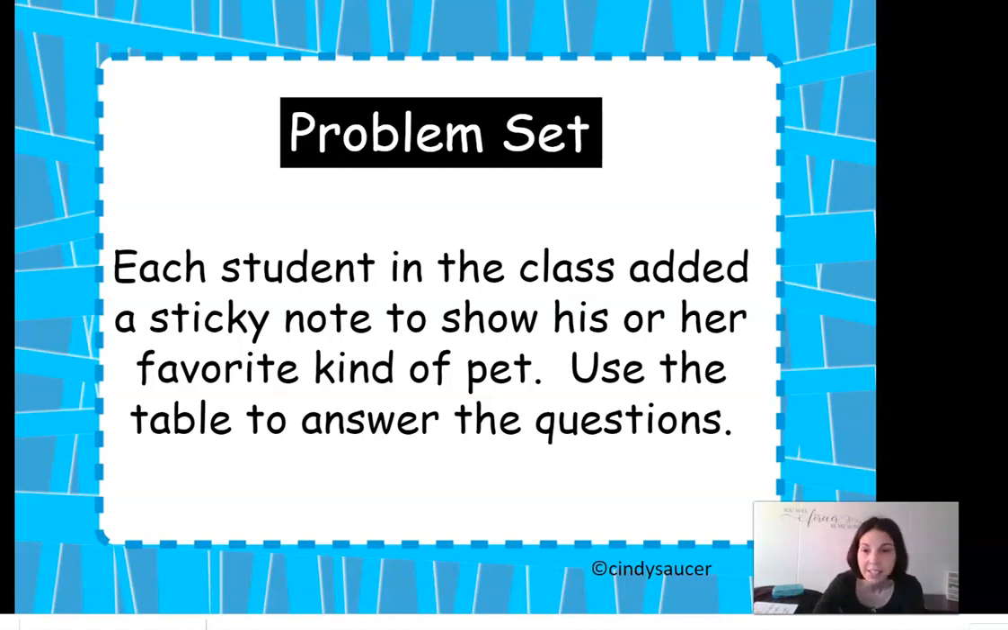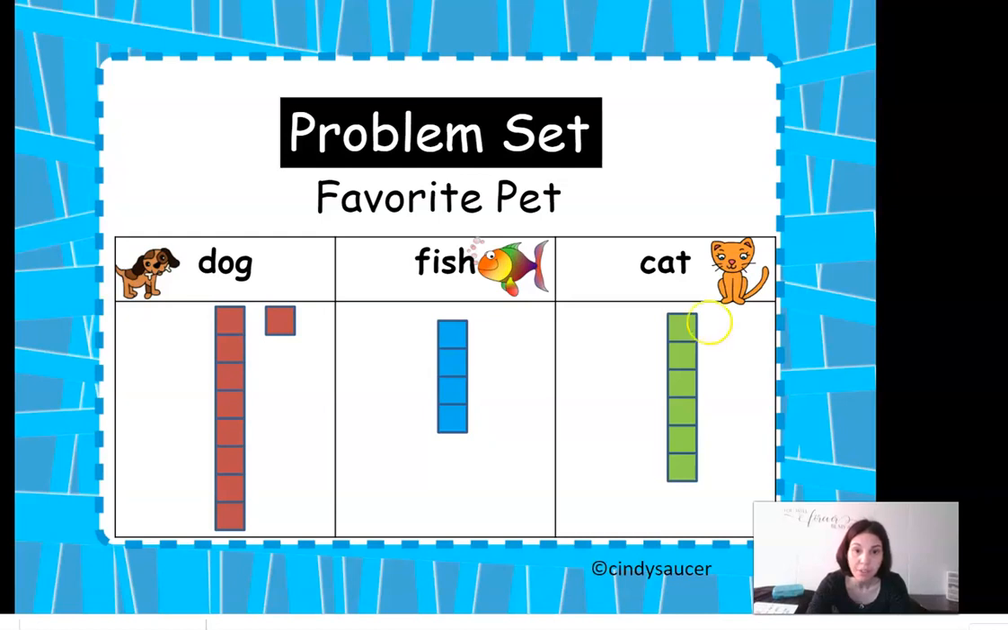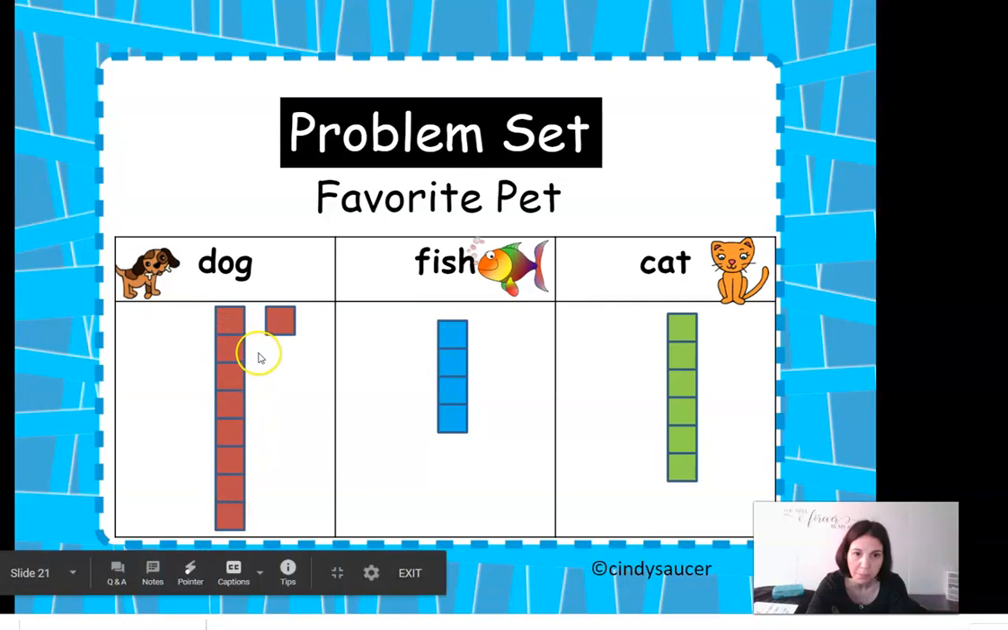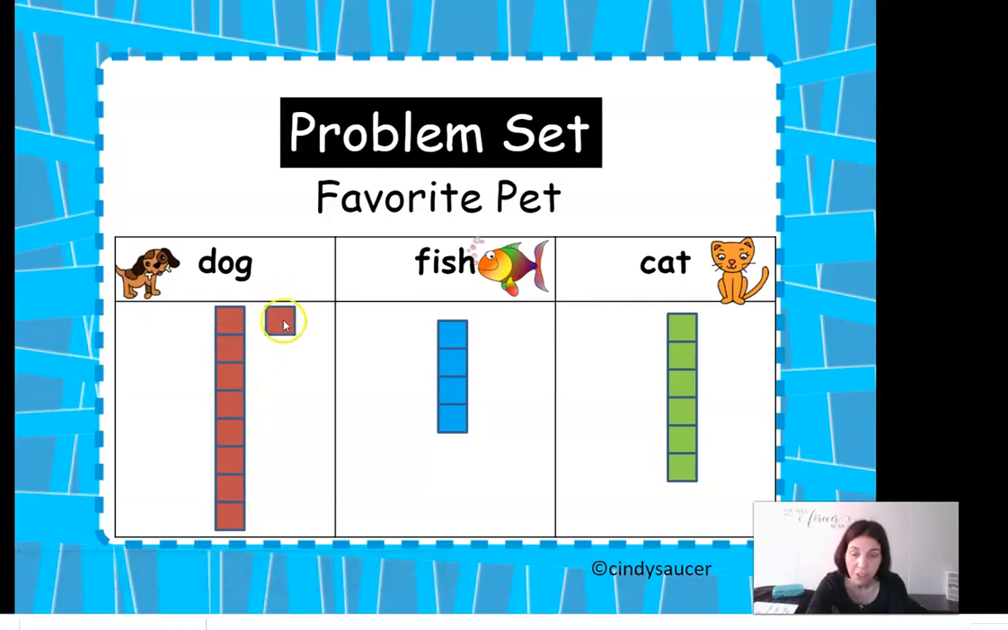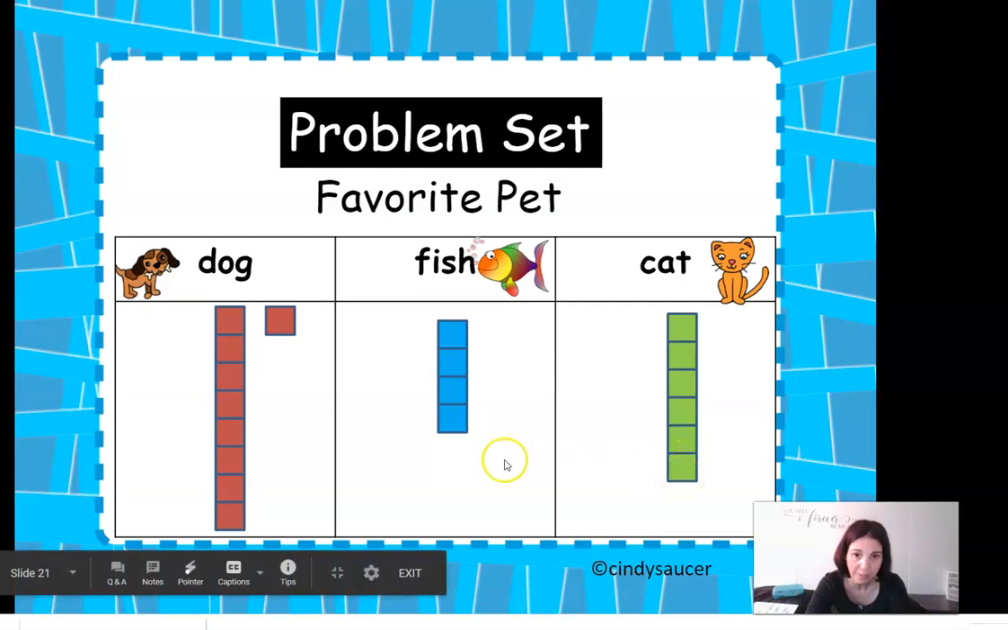Okay, this is the last problem set. Each student in the class added a sticky note to show his or her favorite kind of pet. Use the table to answer the questions. All right, so these little boxes are the Post-its. So these are all the people who voted for dog as their favorite pet. These people voted for fish as their favorite pet. And these people voted cat for their favorite pet.